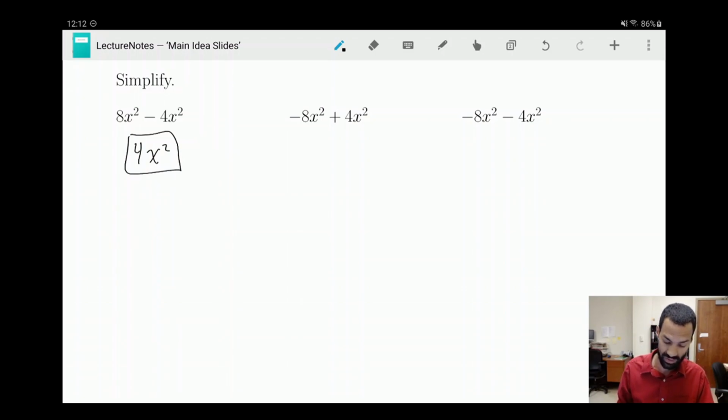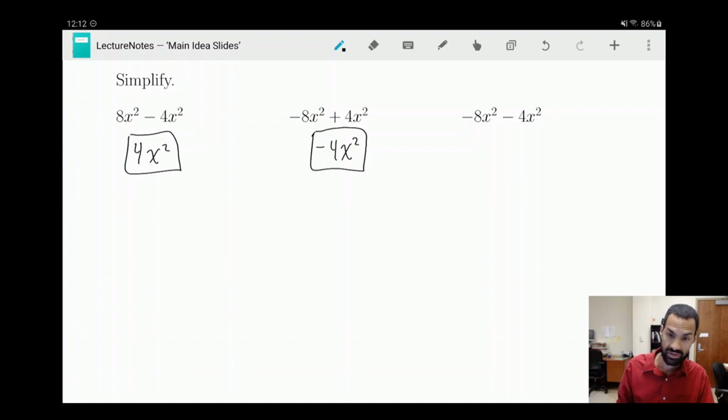Okay, negative 8x squared plus 4x squared. Okay, we're adding a negative and a positive. I'm ignoring the x's for now. I'm adding a negative and a positive together. Negative 8 plus 4 is negative 4, right? So therefore, my answer here, my simplified expression, is negative 4x squared.